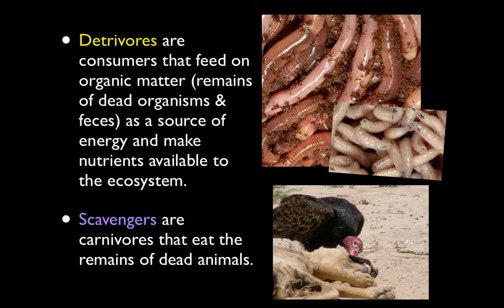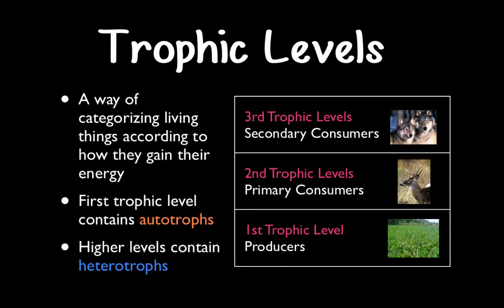Your detritivores are consumers that feed on organic matter. Organic matter consists of remains of dead organisms and feces, as a source of energy, and can make nutrients available to the ecosystem. Examples include worms and maggots. Scavengers are carnivores that eat the remains of dead animals. Examples include vultures or even raccoons.